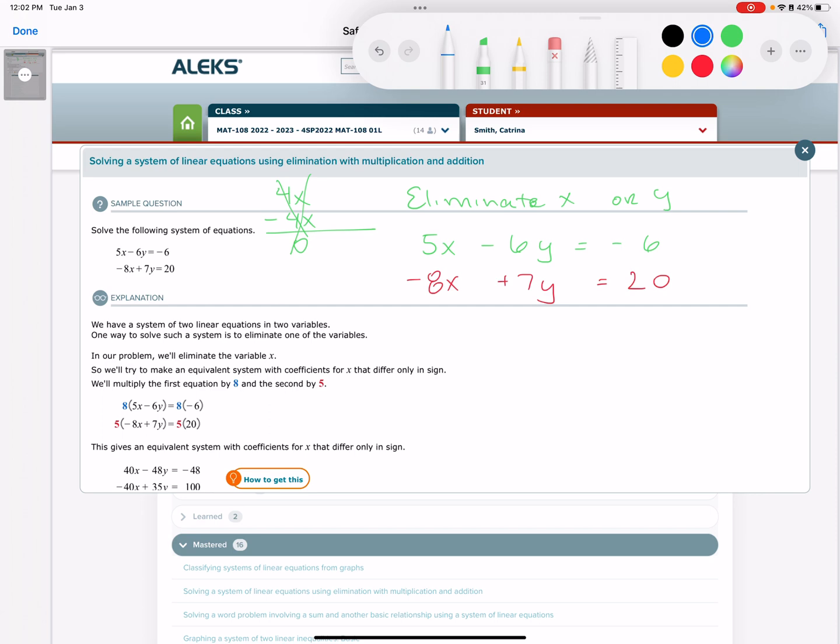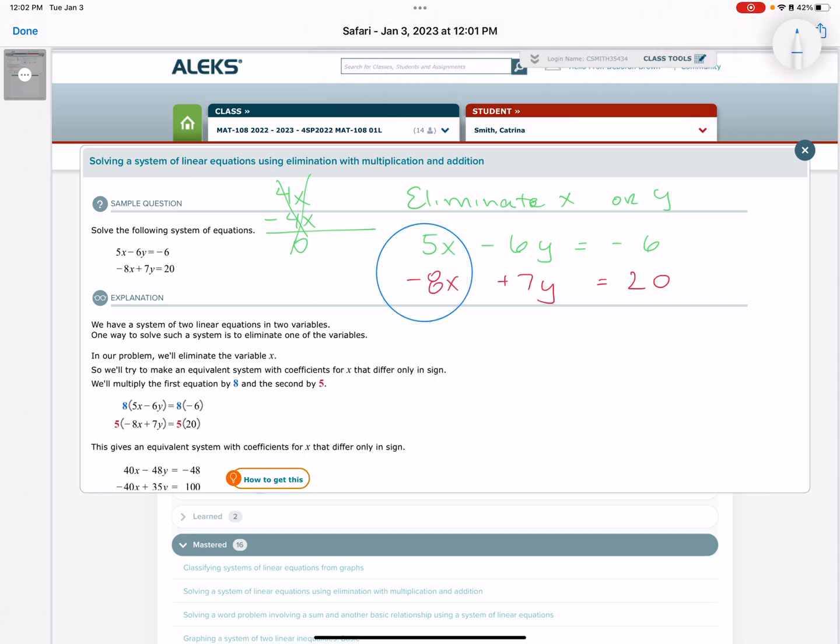Sometimes it's easier to choose a particular one, X or Y, because you have to multiply less. But on this one, there are no common multiples, so we're just going to look at it. I'm just going to randomly choose X.